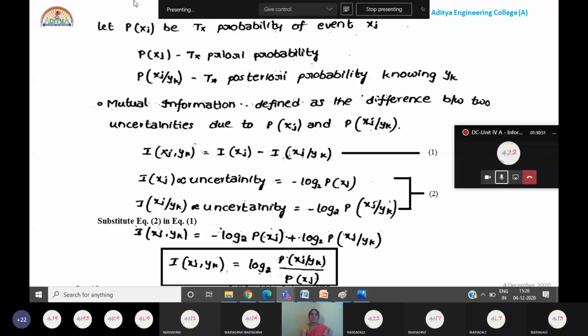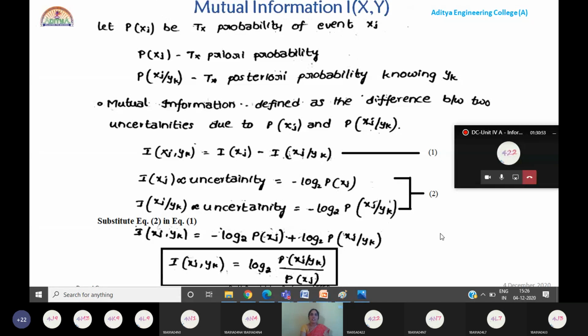Listen carefully. So what is mutual information? Before going to the definition, it is represented as capital I of x comma y. We represented entropy with h, so mutual information is represented with the letter I of xy, all capital letters. Now let us derive the expression for this mutual information.